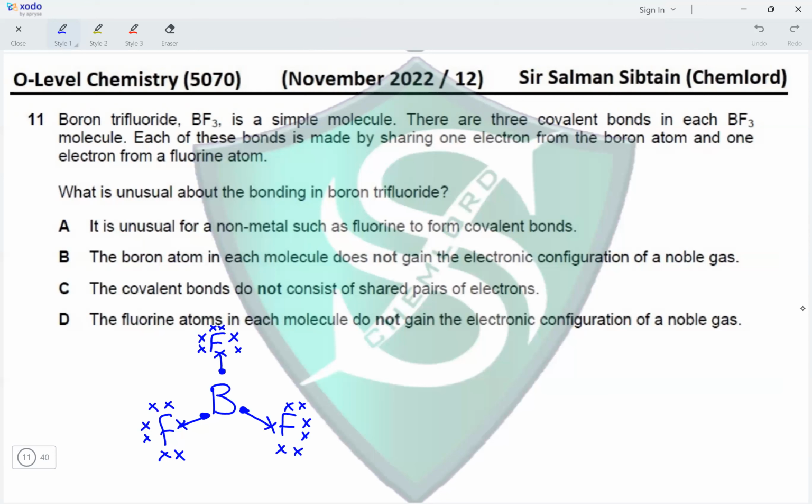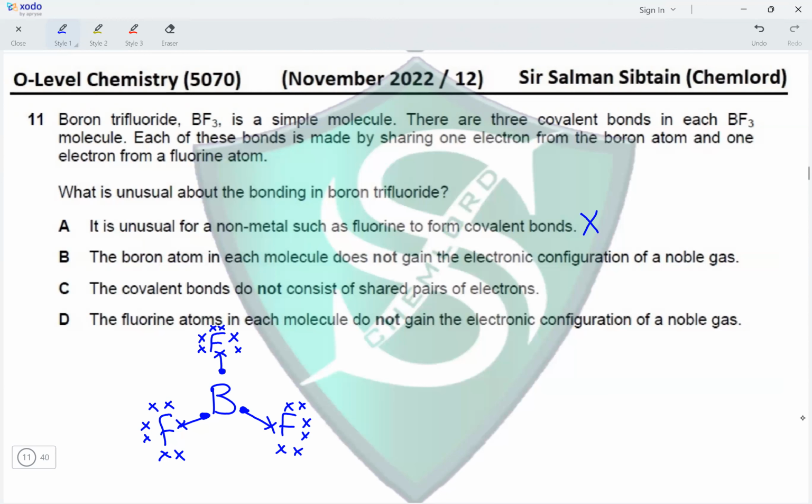what is unusual about bonding in boron trifluoride? Okay. Let's see what is unusual. It is unusual for a non-metal such as fluorine to form covalent bonds. No, it forms a lot of covalent bonds. Even the fluorine-fluorine bond in F2 is held by a covalent bond. So obviously this option is wrong. Next. The boron atom in each molecule does not gain the electronic configuration of a noble gas.